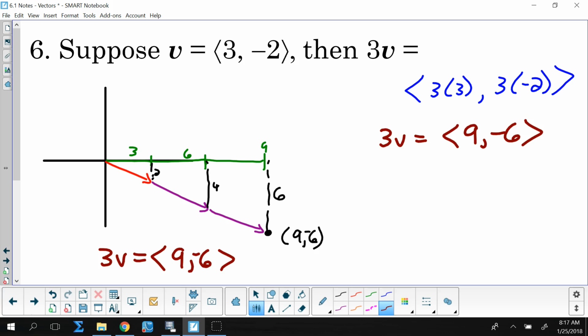If it was then find -3v, would you go on the graph in the opposite? So you'd go in the opposite direction, right? 180 degree different direction angle, 3 v's. Starting at the origin, because that's where you started with v. Okay, so you just get negative. You'd have -9, +6. Right.